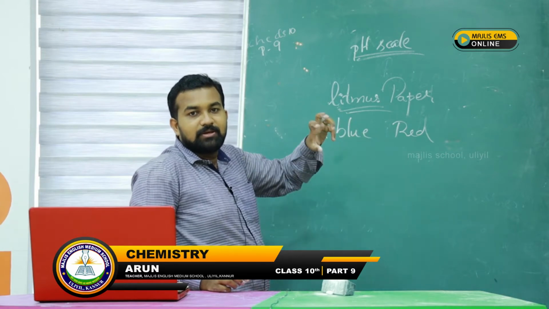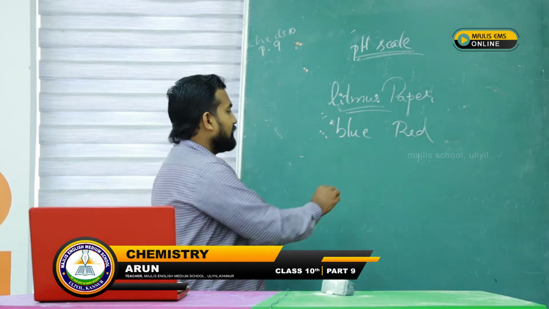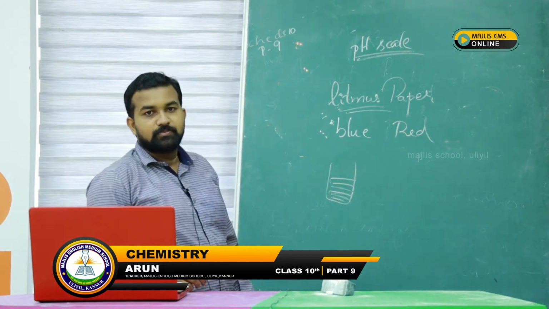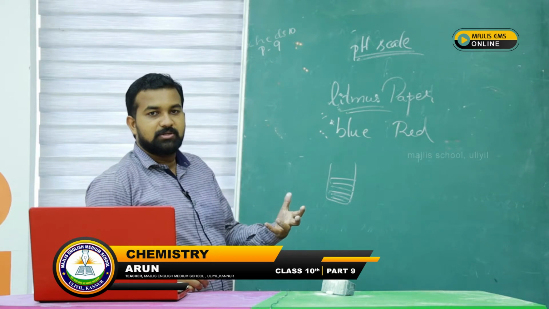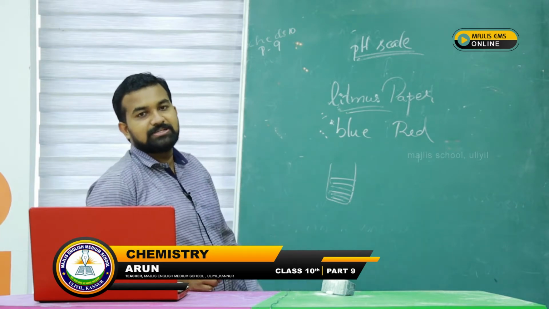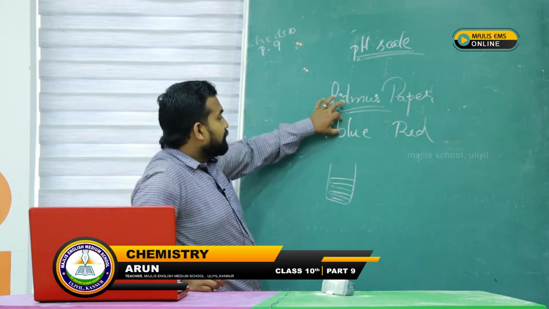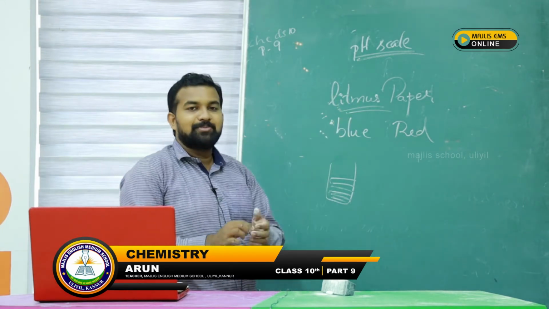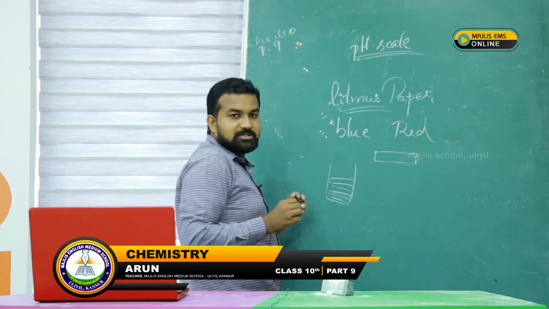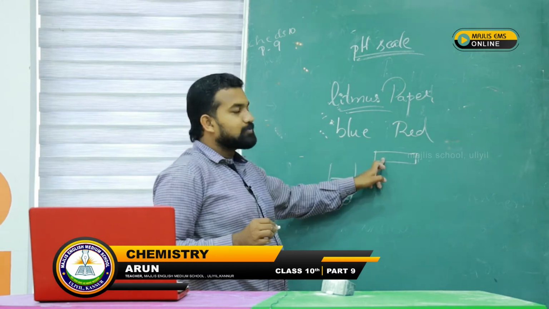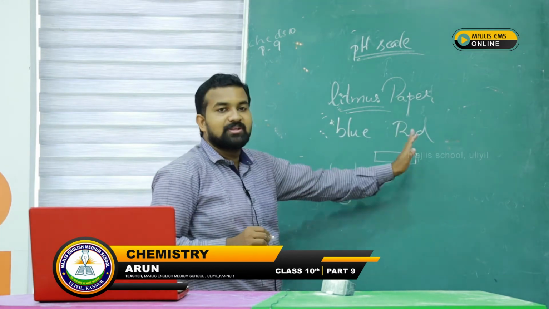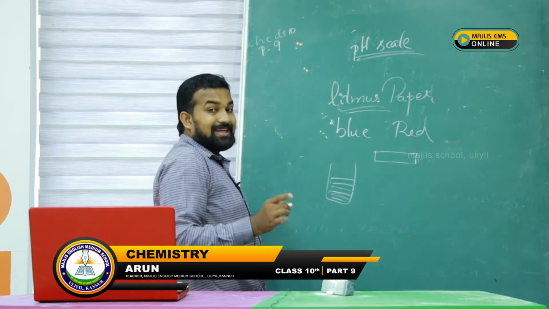If you have been given a substance, any substance, and I don't know whether it is an acid or a base, a solution is given to you and you want to check whether it is an acid or base. If I dip blue colored litmus paper, it will be a small strip. The blue litmus paper, the whole thing will be blue in color. The red litmus paper, the whole thing will be red in color. Okay, so that's an indicator.